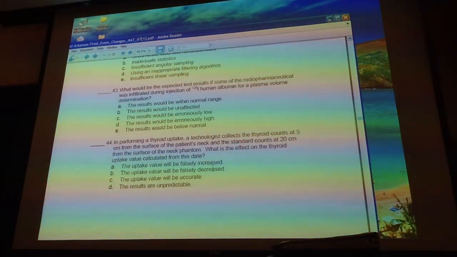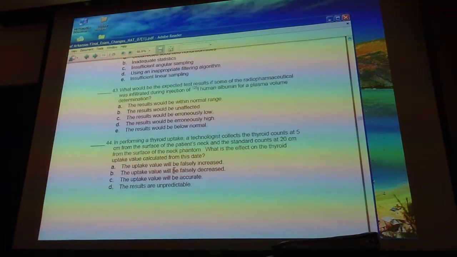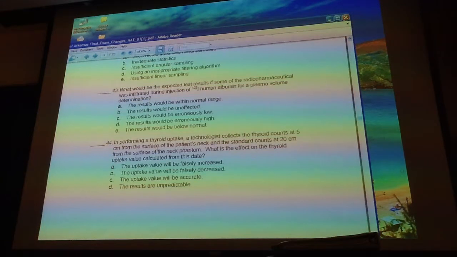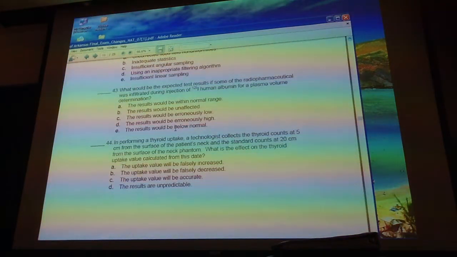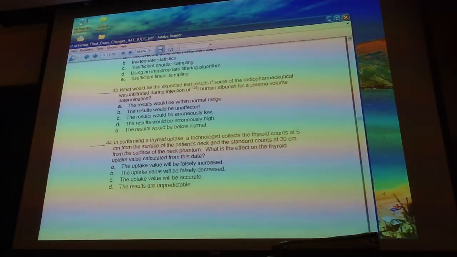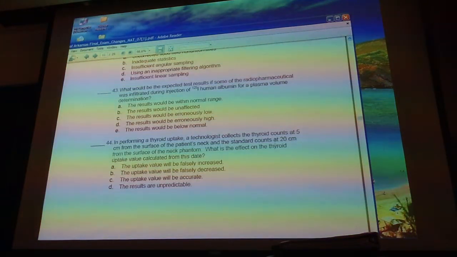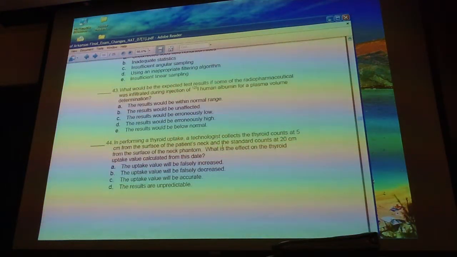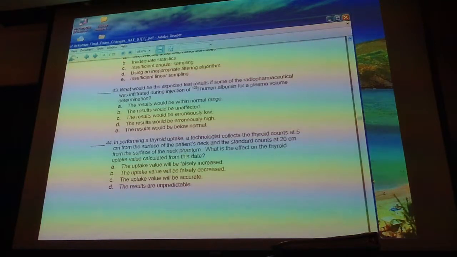Okay, so where are we at? Number 8. This is the one I was talking about before. You're doing an uptake on the patient. Thyroid counts at 5 centimeters from the surface of the patient's neck. Standard at 20 centimeters from the neck.